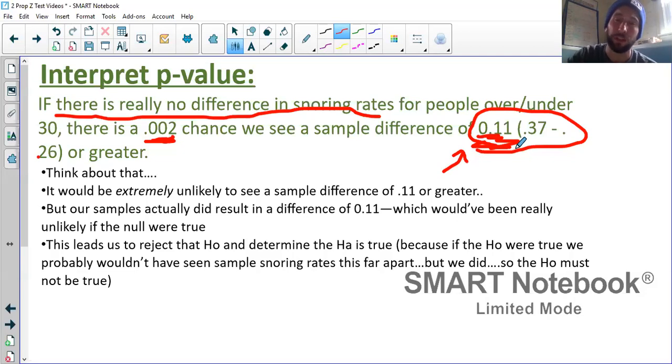And that's kind of why a low p-value is going to lead us to reject the null, because if the null were true, there'd be a small probability we see a sample difference like this, but we did see this sample difference. This actually happened in real life. So we are now going to reject that original assumption and decide, hey, you know what? The snoring rate for the over 30 people probably had to actually be bigger, right? And that's all these bullets are walking through.